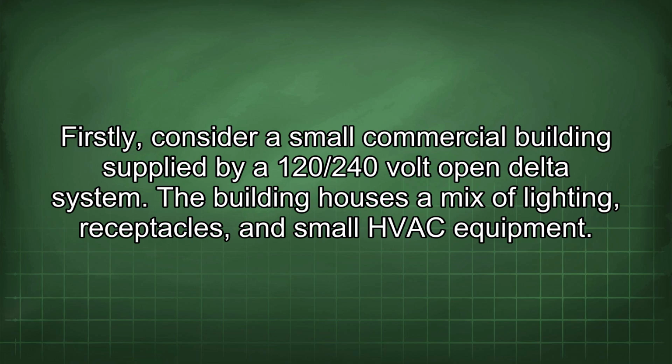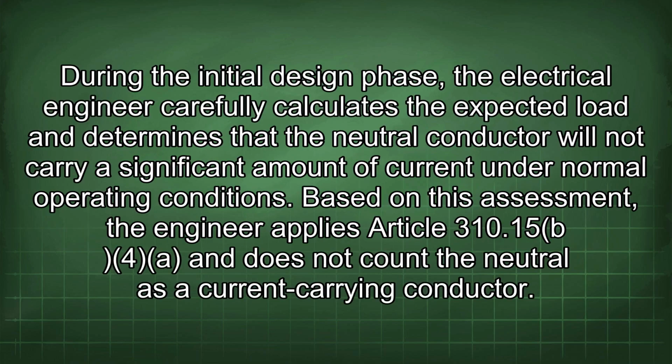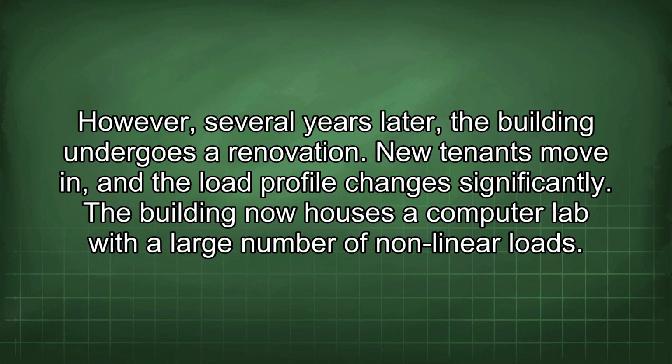The building houses a mix of lighting, receptacles, and small HVAC equipment. During the initial design phase, the electrical engineer carefully calculates the expected load and determines that the neutral conductor will not carry a significant amount of current under normal operating conditions. Based on this assessment, the engineer applies Article 310.15 (V4) and does not count the neutral as a current carrying conductor. However, several years later, the building undergoes a renovation.